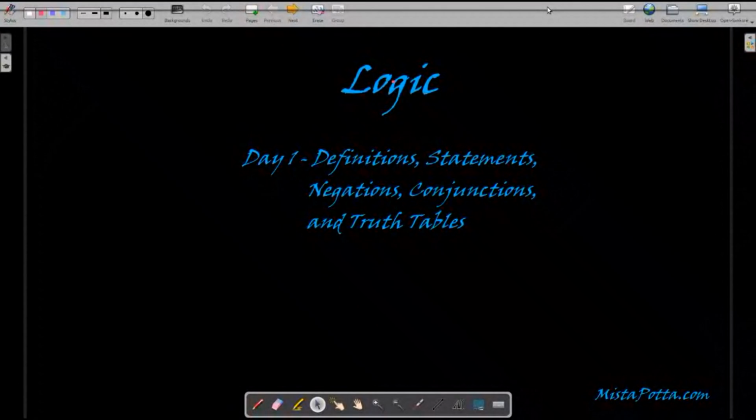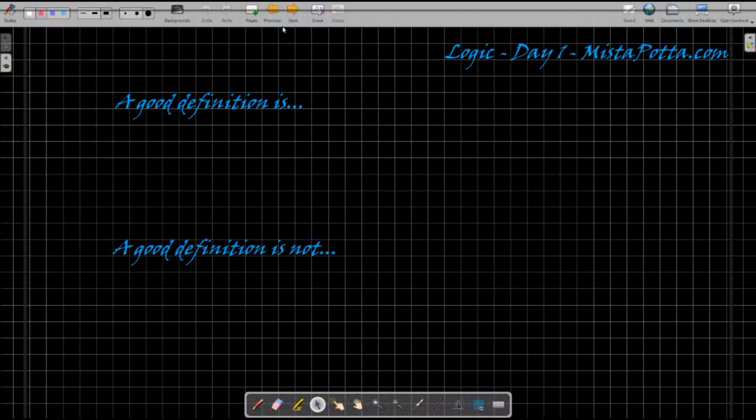Potter, and we're going to start a series of logic videos to explain the basic underpinnings of logic. So the first thing we're going to be doing today is talking about some basic information. We're going to be talking about some definitions, what a statement is, and different types of statements such as negations and conjunctions, and also how we're going to use statements in truth tables. So we're going to start by talking about what a definition is and what a definition is not.